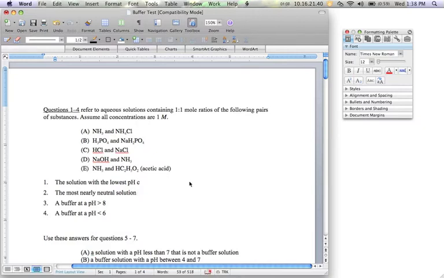Then most nearly neutral. As I was going through these, I mentioned that this was a weak base and a weak acid. So it's going to be really close to neutral. So E goes here. Then we have a buffer with a pH of greater than 8. Since we want a greater than 8 buffer, we want to look for a weak base with the conjugate acid of that weak base. And if we come back up here, you see NH3 is a weak base. NH4Cl is the salt containing the conjugate acid of that weak base.